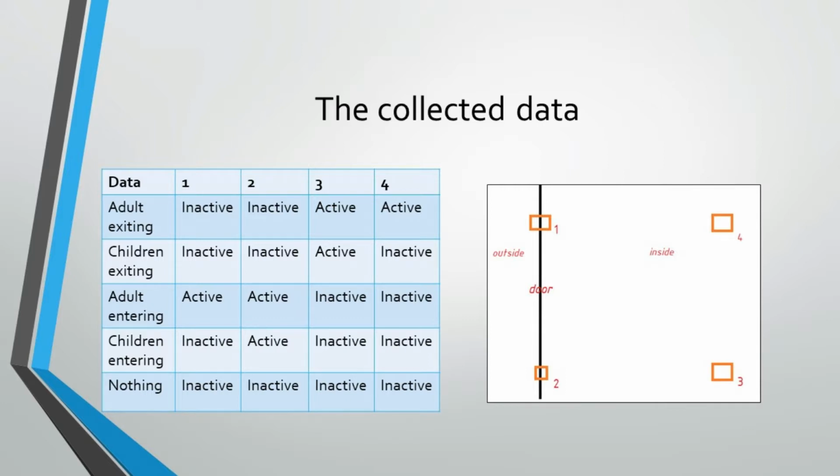To collect this data, I will base it on the inactive and active states of the four sensors. You can see in this table. For example, for adult existing, if sensor 1 and sensor 2 are inactive and sensor 3 and sensor 4 are active, then it's adult existing. The same goes for children existing, adult entering and children entering, and nothing would be when no sensor is active at all. So it's like the normal case.